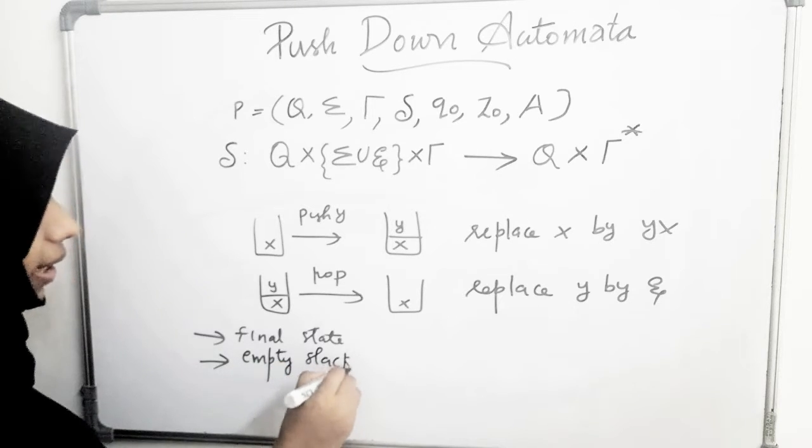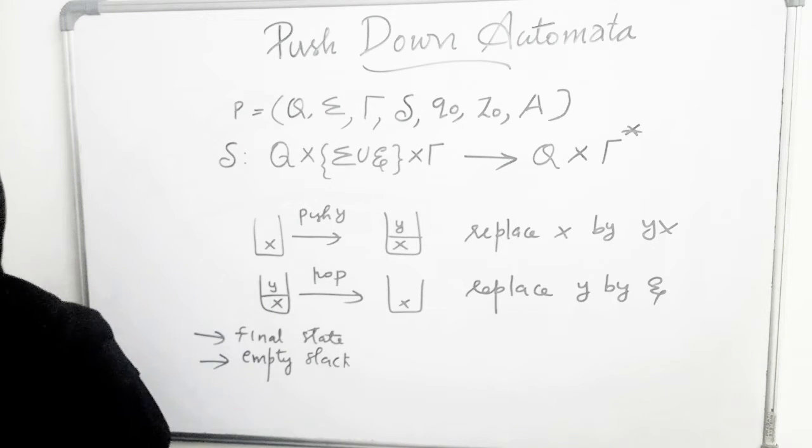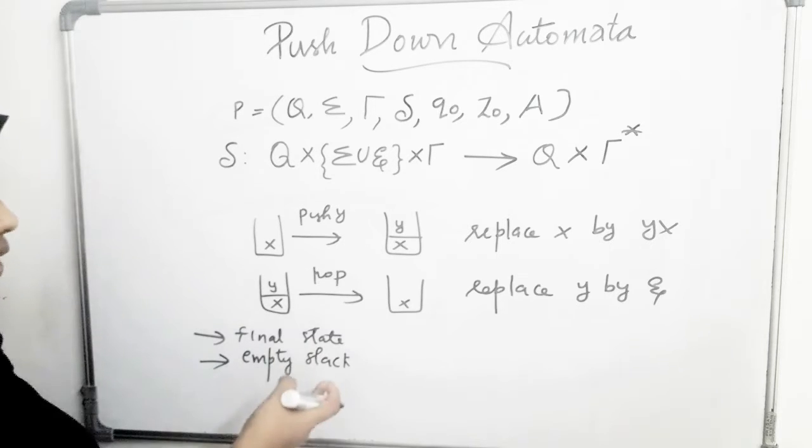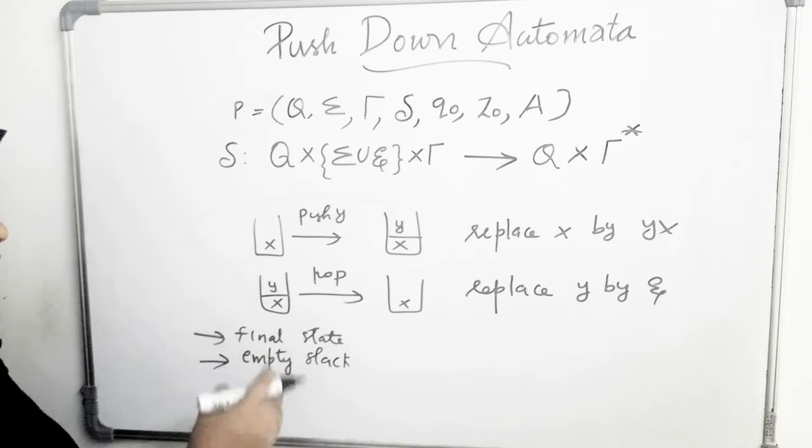That is, when the end of the input has been completely processed and the stack is empty, we don't care about the state we have reached, we will say that the string is accepted. This is if we are designing PDAs for acceptance by empty stack. So these are the two strategies.